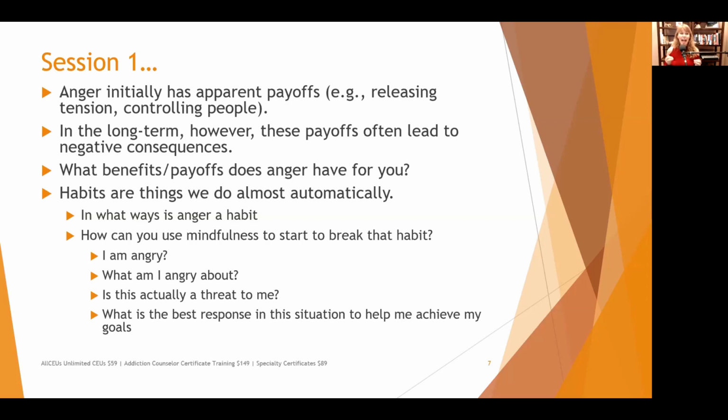But if you are getting angry over something you see on the news, or angry over something that you see on social media, or over something somebody said to you at work, is that actually a threat? Is that going to negatively impact your life in some way? Or is it their opinion?